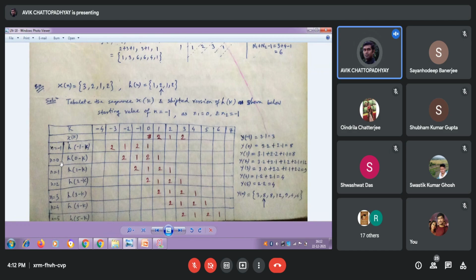But here, suppose in this step, you have 3 into 2 plus another term that is getting multiplied, that is 1 into 2. So these two terms after multiplication will be added. Look at this, it is added. Similarly, here the 3 terms after multiplication with their respective xk values will be added. So in this way, I will get this sequence, which is the convolved version between these two.